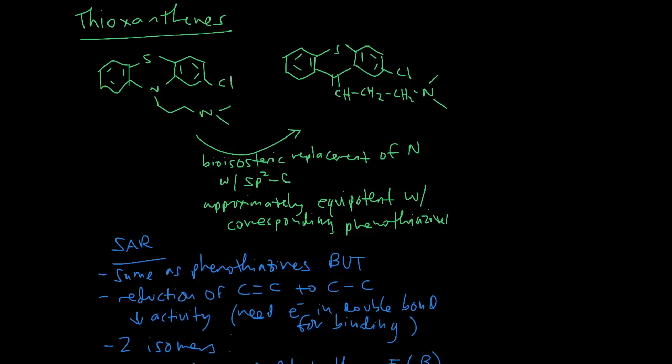So if I say they're equally potent, if chlorpromazine has a CPZ of 1, what would you expect the CPZ of this molecule to be, which is actually chlorprothixene? 1. Remember, they're equally potent to their corresponding phenothiazines. So you have to make sure they're corresponding. The only thing you're changing is this nitrogen to a carbon and making this a double bond. Everything has to be the same.